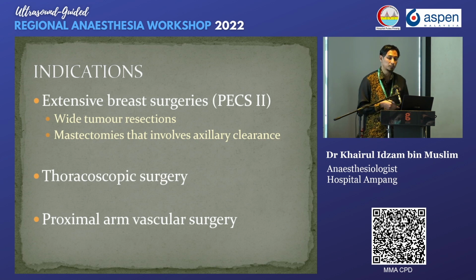So the indications for PECS 2 are extensive breast surgeries such as wide tumor resections, mastectomies that involve axillary clearance, thoracoscopic surgery, and proximal arm vascular surgery. Sometimes we perform it as a supplement for the BBF surgery.